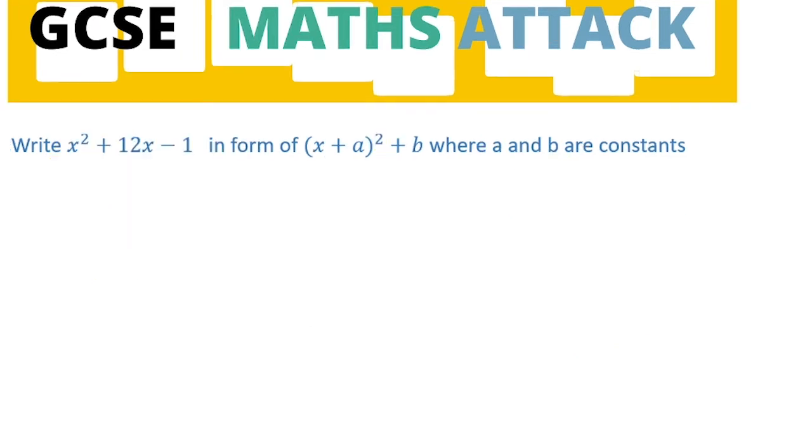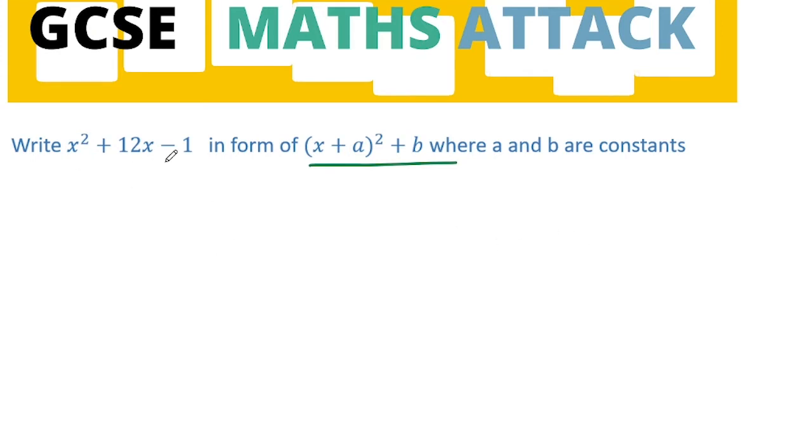Okay, so here's a question over here. Write x squared plus 12x minus 1 in the format of (x plus a) squared plus b, where a and b are constants. This just basically means complete the square. Sometimes they say to you, x squared plus 12x minus 1, put it in this format. Okay, so pause the video and have a go at this.